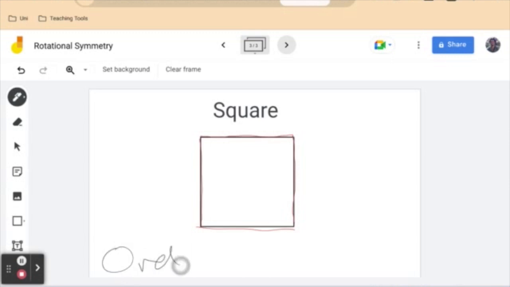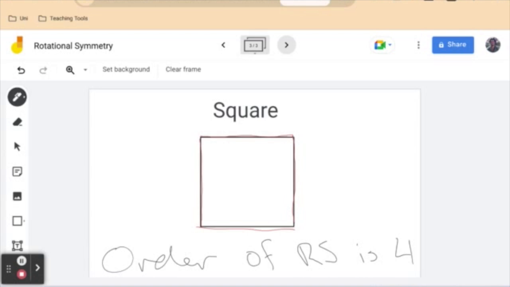So my order of rotational symmetry is 4. It's just the amount of times I've counted that same shape. That is what we mean by rotational symmetry. And those are some examples that we had where we can count this.